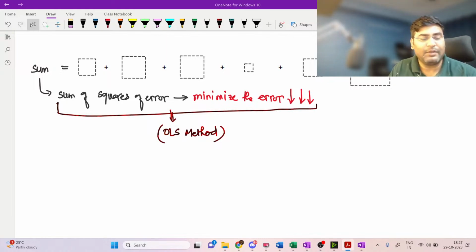Okay, let's get started. So, guys, I will do the derivation for the OLS technique, right? So, let me start with it.